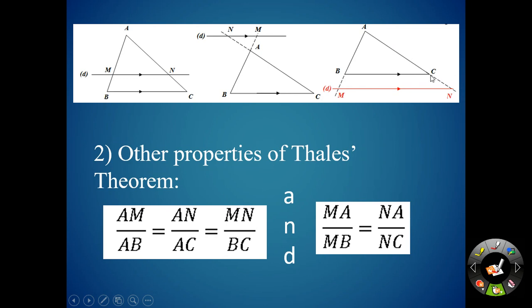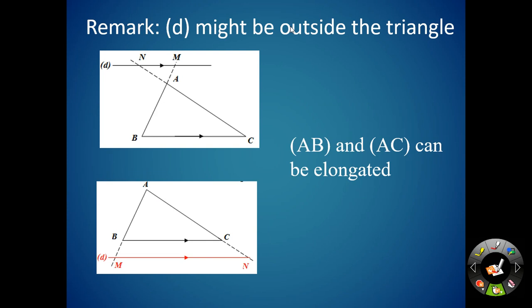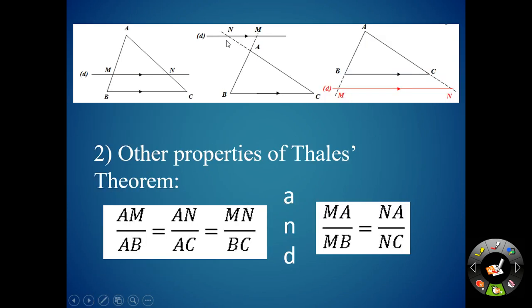Now, for example, here I put also CN over CA is equal to BM over BA. As I do for the first part, I do for the second part. Okay? Sorry guys, I repeat again. For example, here I could write the ratio CA over CN, and from the other side BA over BM.